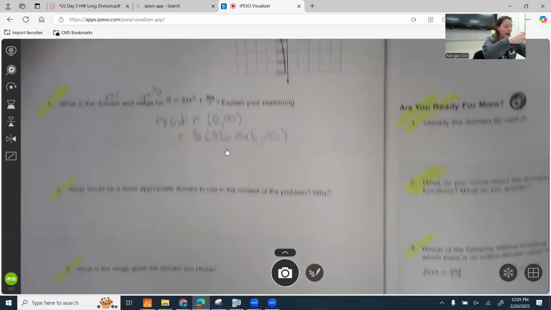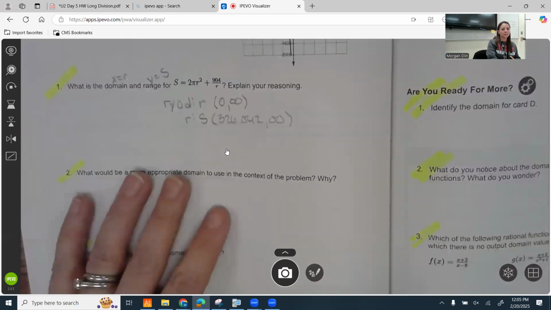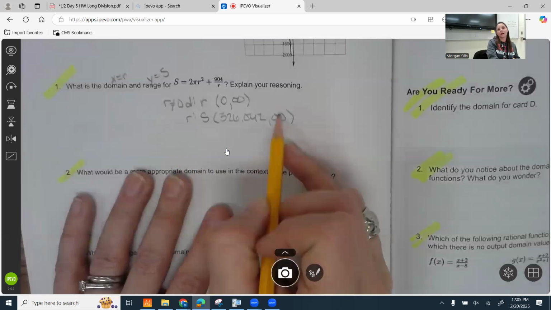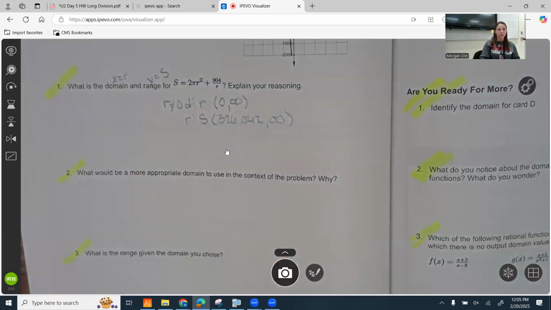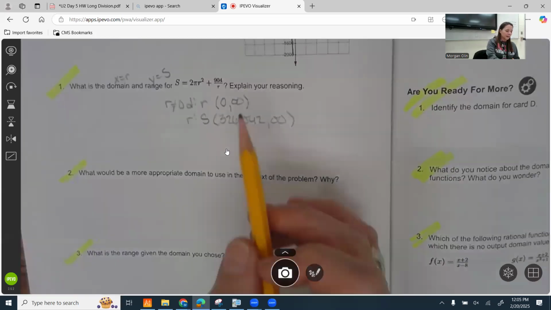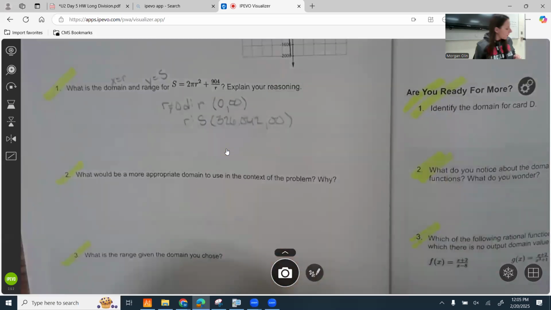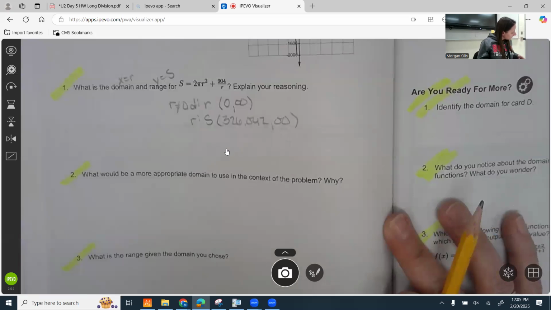Now, I actually answered number 2. What would be a more appropriate domain to use in context? This one is the one in context to this problem. Now, what is the range given the domain you choose? And again, it's this right here. Okay. All right. Moving on.